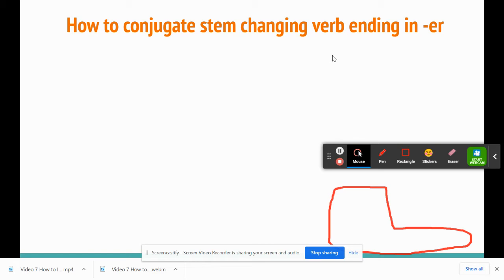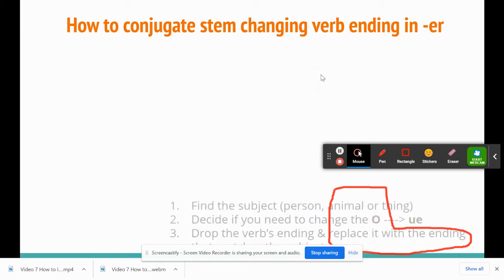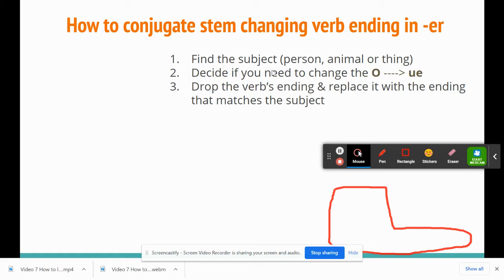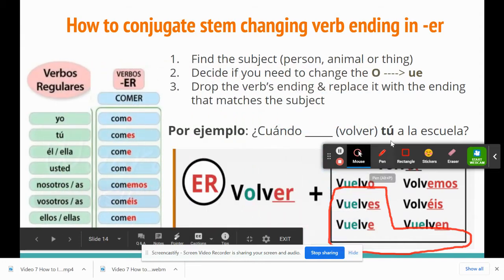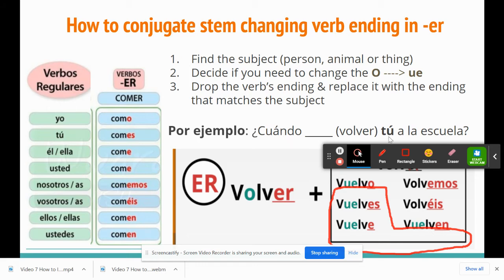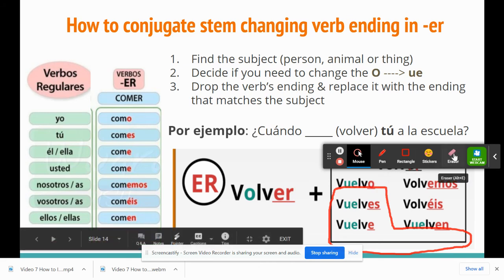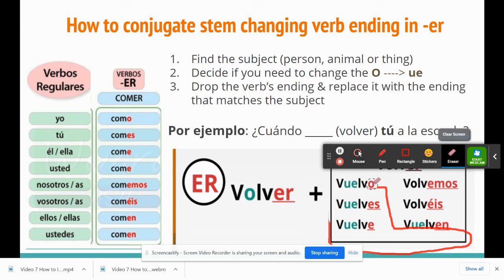How to conjugate stem changing verbs ending in ER. Same thing, again, it's 3 easy steps. First, we want to find the subject. So por ejemplo, ¿cuándo vuelves tú a la escuela? We want to say, when are you coming back to school? Since that is what we want to say, we need to first look at the subject. So the subject here is tú.